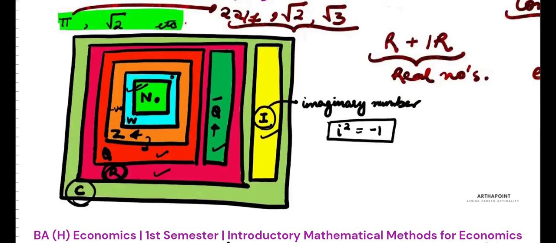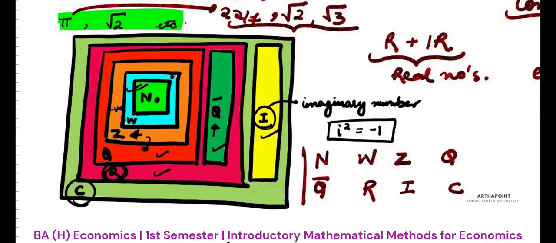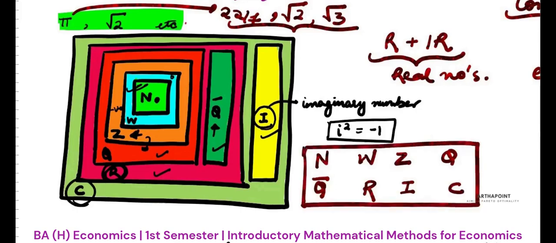Each has an alphabet associated with it. So N is natural, W is whole number, Z is integer, Q is rational number, Q bar is irrational number, R is real number, I is imaginary number, and C is complex number. Okay.